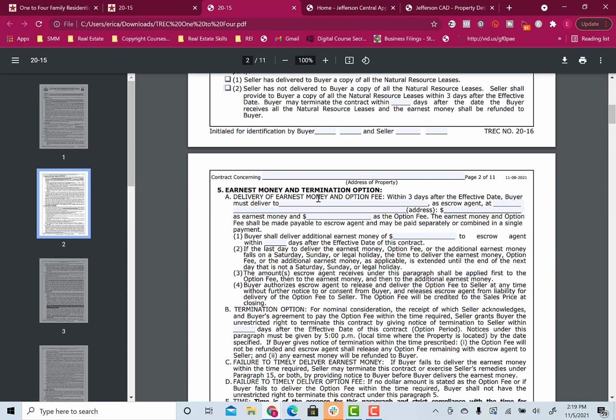Now the next one would be you would be putting the title company. So this is where the earnest money and the option fee go. So the title company here, I'm going to use Capital Title of Texas. They do a lot of my deals, so that would be a great one to use. And then you would put their address here. We'll just say 123 Banana Street.